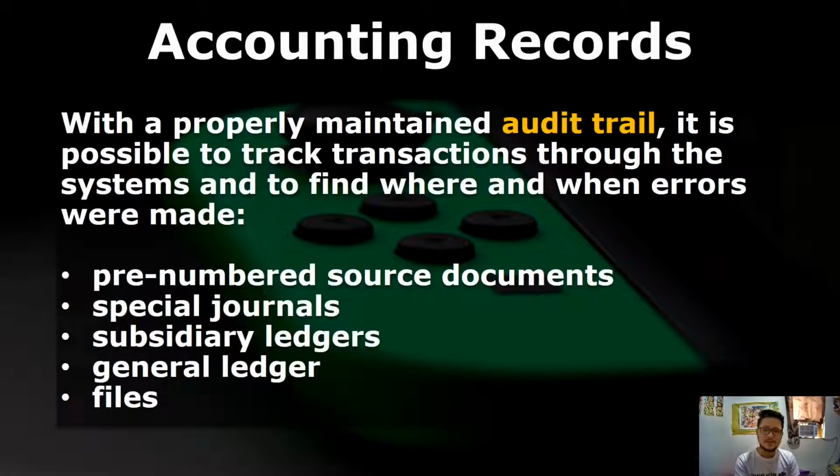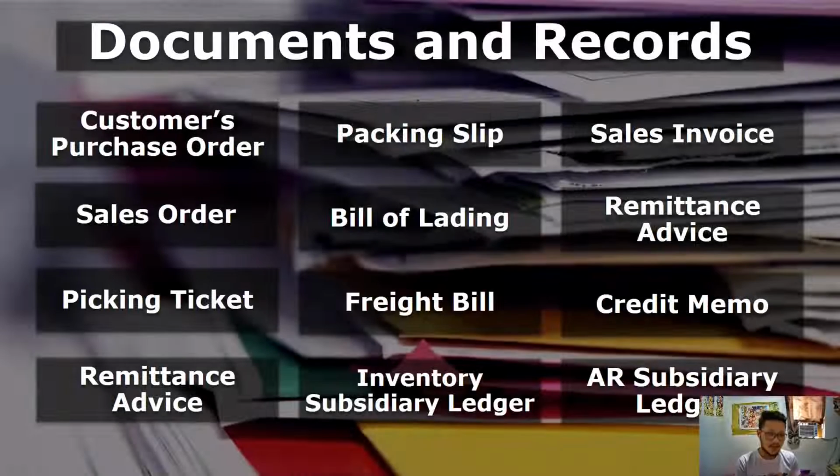Relate? Next, yung accounting records natin dapat structured so that it can maintain an audit trail. Audit trail would allow us to make it possible to track transactions through the system and to find where and when the errors were made. So, in order to structure your accounting records properly, the source documents should be pre-numbered, special journals should be used, subsidiary ledgers and general ledgers should be separate, and of course, once transactions are accomplished, dapat departments should be keeping files of the input documents. Can you identify the function of each of these documents?